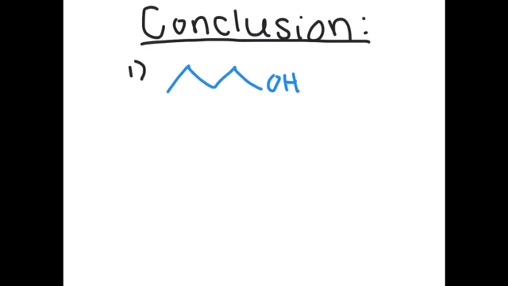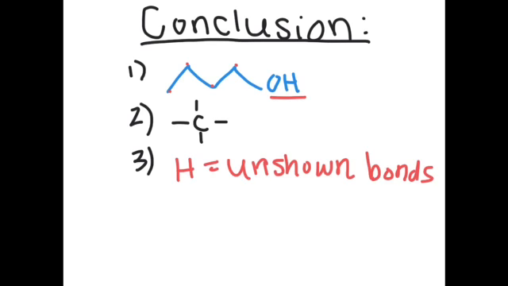So in conclusion, to understand skeletal structures better, we should know that you can assume carbons at each point unless labeled otherwise. You should also remember that you can assume that all carbons have 4 bonds unless charged, and that all unshown bonds are to hydrogen, which is why unless an atom is a carbon or a hydrogen, they must be labeled.